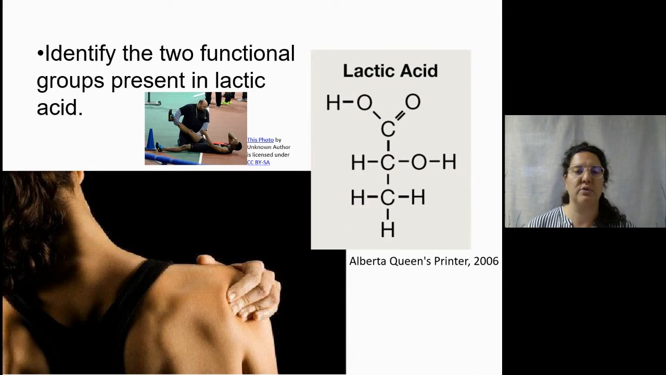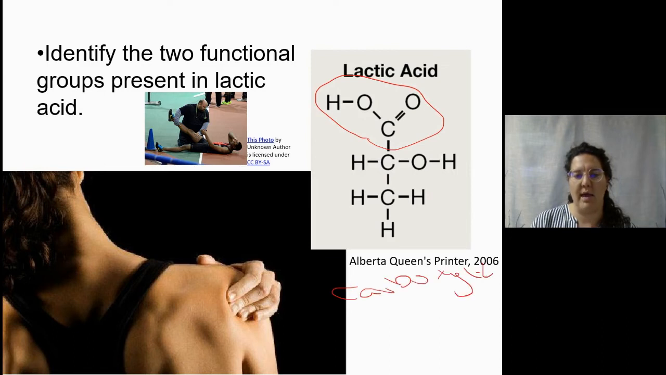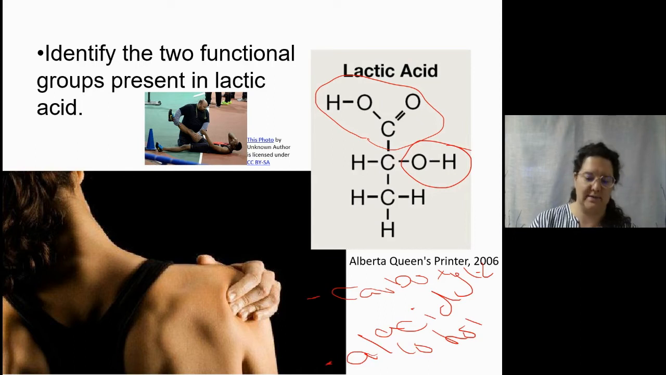So when we look at the two functional groups present in lactic acid, which you'll often get if you exercise past the point where your body can't provide enough oxygen for your cellular respiration to take place in an aerobic environment, so we're producing anaerobic cellular respiration, and lactic acid is a byproduct. Here we have that carboxylic acid as one of the functional groups. And we also have a separate alcohol as a functional group. So there's two functional groups on lactic acid, alcohol and carboxylic acid.